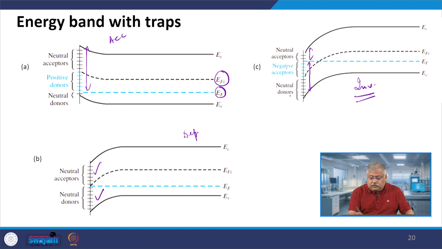So you have negative acceptors here, you will have negative acceptors here, and you will have neutral acceptors here. Why negative acceptors? Because they have now accepted one electron from the side, they have become themselves negative in nature, right, and that is the reason you see a dip here.